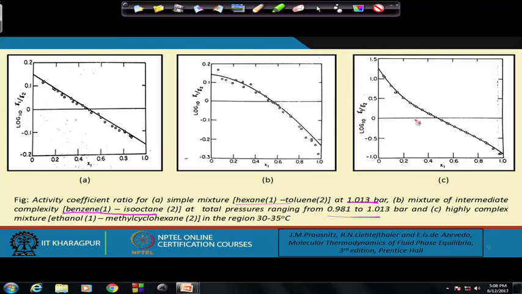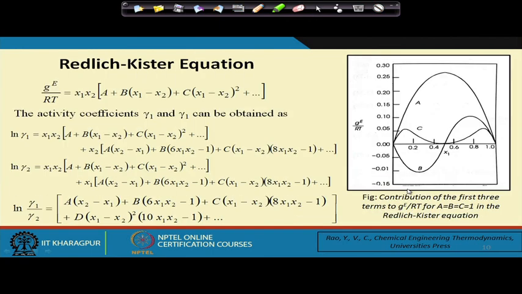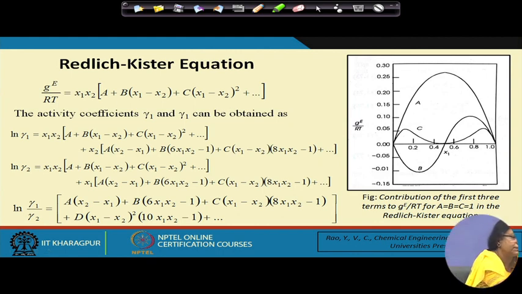We use this information, if you recollect that we had referred to the Redlich-Kister equation, which was an extension of the 2 suffix Margules equation. It simply added more terms, and by that we could have a much more realistic expression or equation to express G^E/RT as a function of composition.